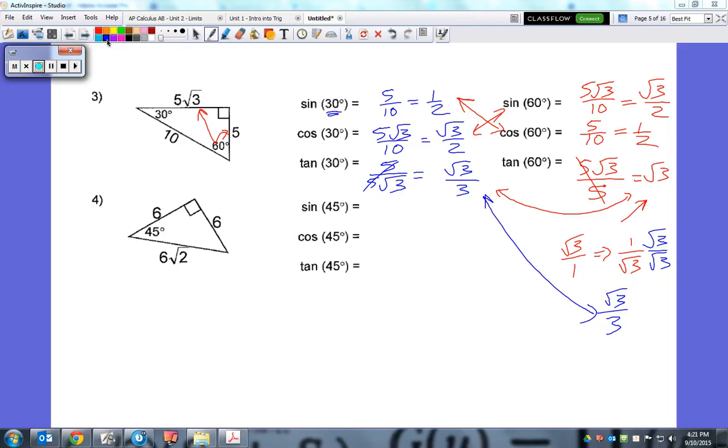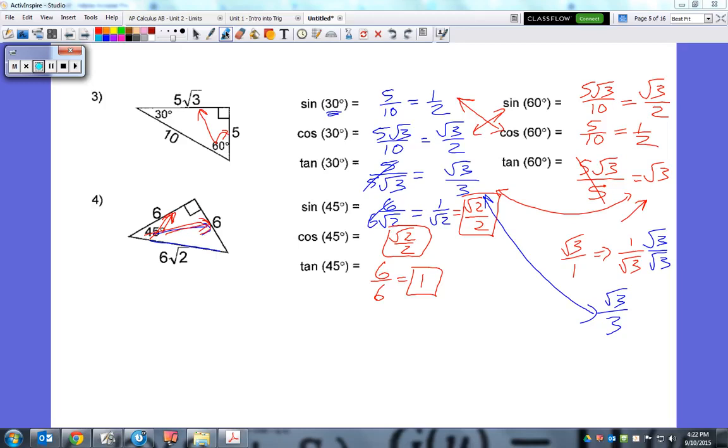Alright, so looking at sine of 45, it is going to be the opposite over the hypotenuse, so it's 6 over 6√2, which simplifies to 1 over √2, which after rationalizing will simplify to √2 over 2. And then cosine, the same. Cosine is going to be exactly the same because they both have that same side over hypotenuse. So that we could say is √2 over 2. And then the last one, opposite over adjacent, is going to be 6 over 6, which is in fact 1. Things to recognize are these patterns.